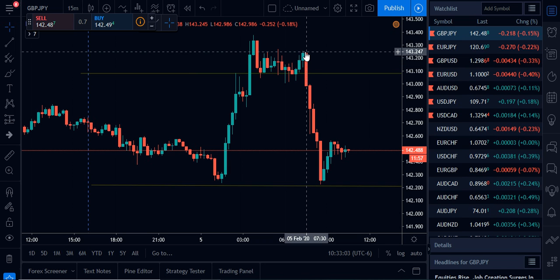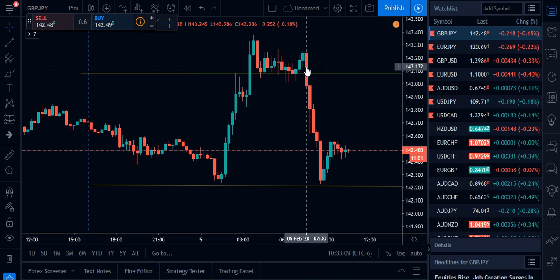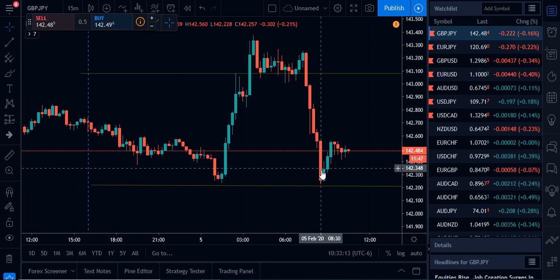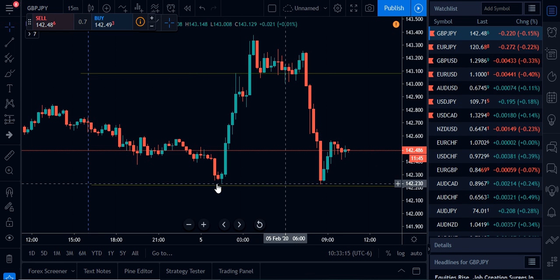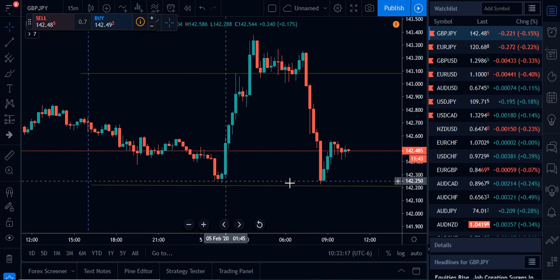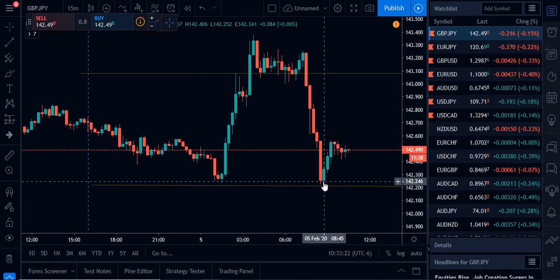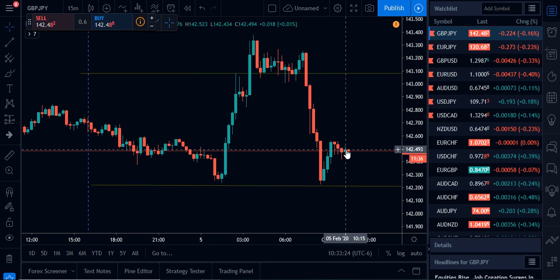Now there were more orders that came in with the New York session that allowed the market to break this level here and go all the way down and test the lowest level that the Asian session tested and failed to hold. So now it went back up.